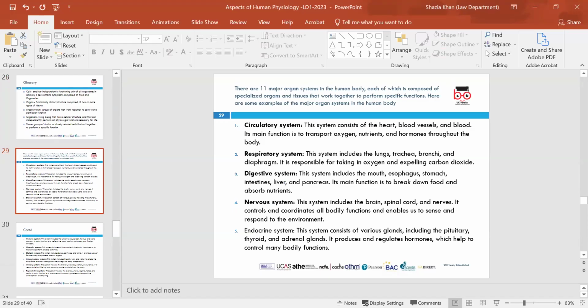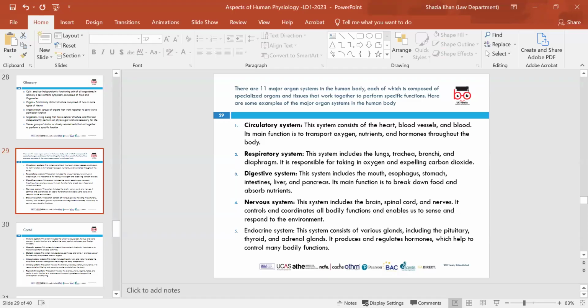which consists of the heart, blood vessels, and blood, and its main function is to transport oxygen, nutrients, and hormones throughout the body. Then you've got the respiratory system, which handles the exchange of oxygen and carbon dioxide between the body and the air, acid-base balance regulation, and phonation. And the digestive system is the mechanical and chemical degradation of food with the purpose of absorbing it into the body and using it as energy.